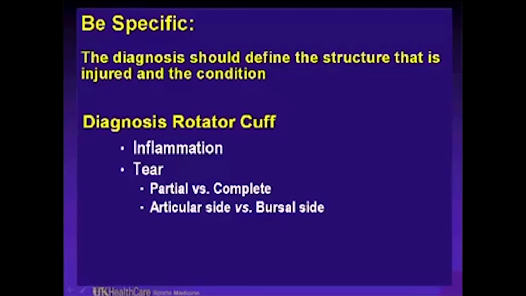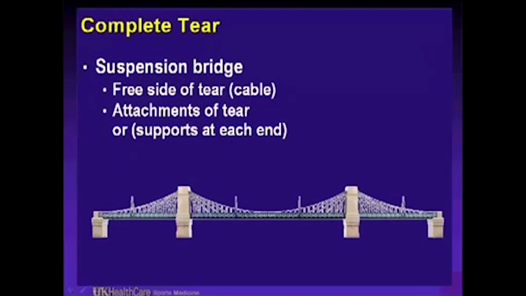So is this more of a bursal-sided compressive problem? Is it more of an articular-sided partial tear of the rotator cuff, as we see in throwers, or is it a complete rotator cuff tear in an older individual? Complete tears can be compensated for.